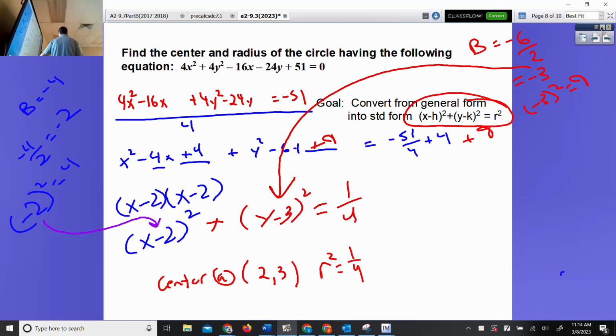Please don't get a kid who has to use a calculator for this. R would be the root of 1 over the root of 4, which is 1/2. Not a very big structure.